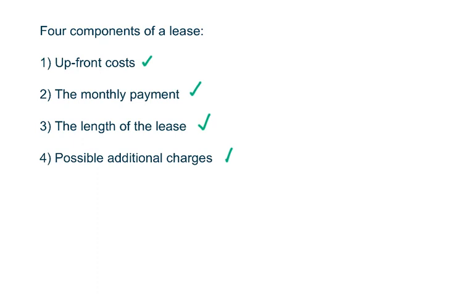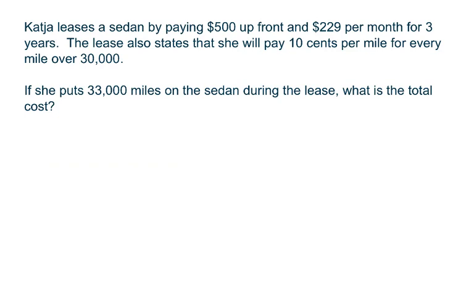Let's look at an example. Katya leases a sedan by paying $500 up front and $229 a month for 3 years. The lease also states that she will pay 10 cents per mile for every mile over 30,000. If she puts 33,000 miles on the sedan during the lease, what is the total cost? Let's take a look at the costs for each component of this lease.